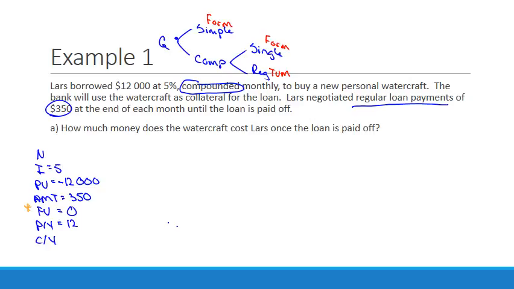Payments per year, 12, because it says at the end of each month. And then compounds per year. Back up here, it said compounding monthly. Man, that's getting messy up there. Sorry about that. So once I have all that, I plug that into my calculator, and I would get 37.07 for my end value.